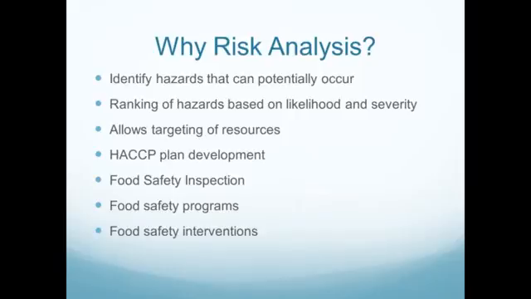And also what you can do is target resources. So the leafy green example is good. You know leafy greens can get contaminated at any point in the chain. So where should we put our resources? Should we put them on the farm? Should we put them at the consumer end, or put them in processing?